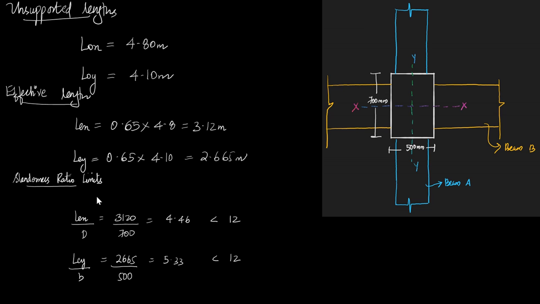So the slenderness ratio limits: Lex by lateral dimension. Here the lateral dimension is 700. Lex/D is 4.46 and Ley/B is 5.33, which is less than 12. That is, Lex/D and Ley/B are less than 12. So I can call the column a short column. This is a short column.